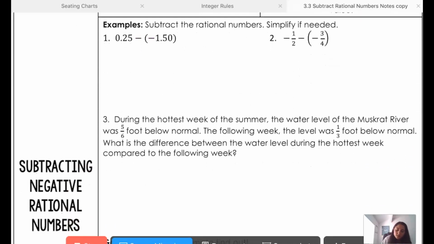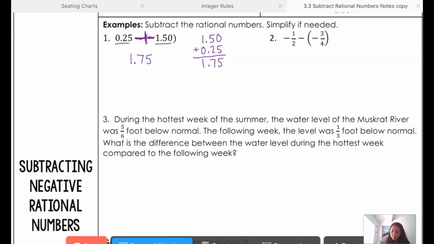Number 1 says 0.25 minus negative 1.5. Well, we have subtracting a negative, or a double negative. So that's going to become one big positive or plus. So now our problem becomes 0.25 plus 1.5. So now we have a positive and a positive. Our signs are the same, so we're going to add and keep the sign. So you're going to do 1.50 plus 0.25. And of course, you get 1.75. And they were both positive, so your answer is positive.